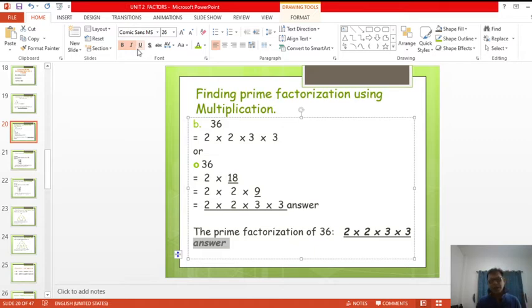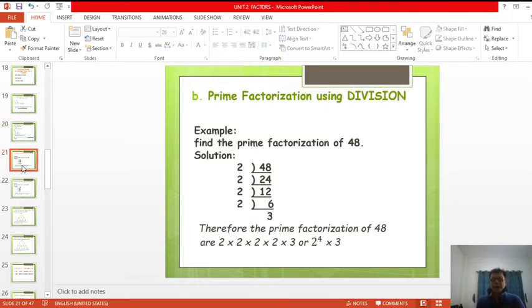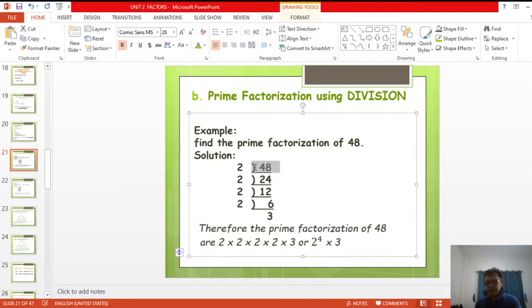Multiplication. Okay, our next topic here is to find the prime factorization using division. Other books call it division by logarithm. You know why? Because it's a reverse. The division sign here is reverse. Look at this, see, the division sign is reverse. So it could be using division or division logarithm. I'll just make that so that you can remember it.